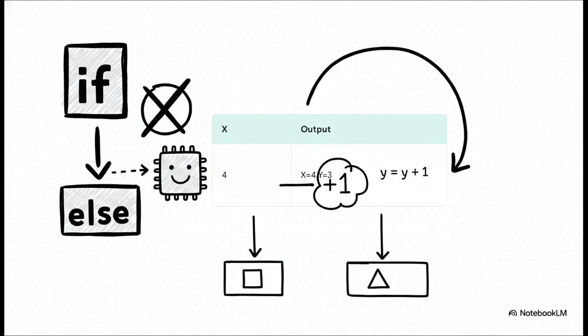So taking a look at the isolated trace table result, because the whole statement was false, the code totally bypassed the if block and dropped straight to the else block. So it executed y equals y plus 1, making y equal 3. x was untouched. Final output, x equals 4, y equals 3.